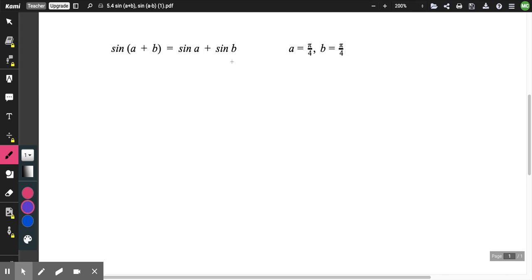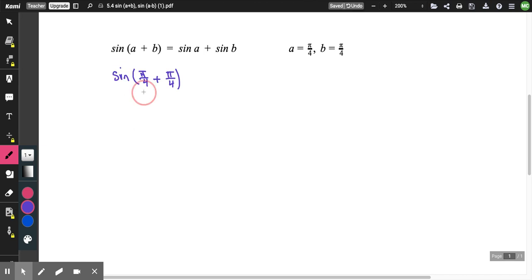Let's explore this example where a is pi over 4 and b is also pi over 4. So I'm going to put in pi over 4 in place of a and also in place of b. And I'm just going to work on the left side of my equation at first and find out what the value of this side would be.